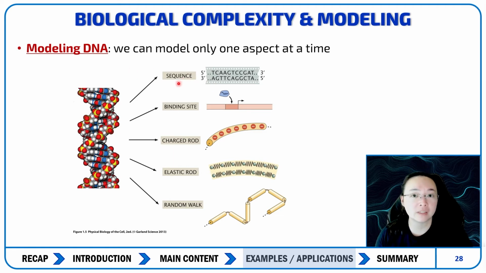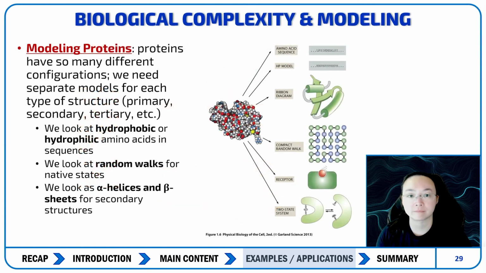We can model it by sequence, for example, basically a string of letters. We can model it by binding site. So where does it bind? We can model it by a charged rod. So that would be introducing electrostatics. We have an elastic rod, in which case we're introducing spring constant and trying to look at curvature, so on and so forth. Then we can also model it by random walk, in which case we usually write a program or we use some sort of computational method to figure out how it folds or is arranged in free space.